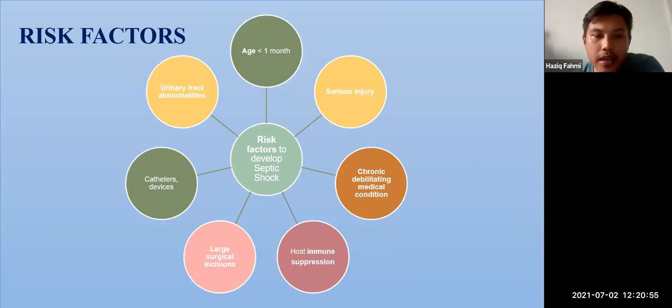So next, the risk factors. The following have been associated with increased risk for septic shock. We have age younger than 1 month, also called neonates, serious injury, for example, major trauma or burns, chronic debilitating medical conditions, for example, uncorrected congenital heart disease and short gut syndrome, and host immunosuppression, for example, malignancy, HIV infection, severe malnutrition. Lastly, surgical incision, indwelling vascular catheter, or other invasive devices, for example, ET tube, Foley catheter, or chest tube. And then we have urinary tract abnormalities with frequent infection.